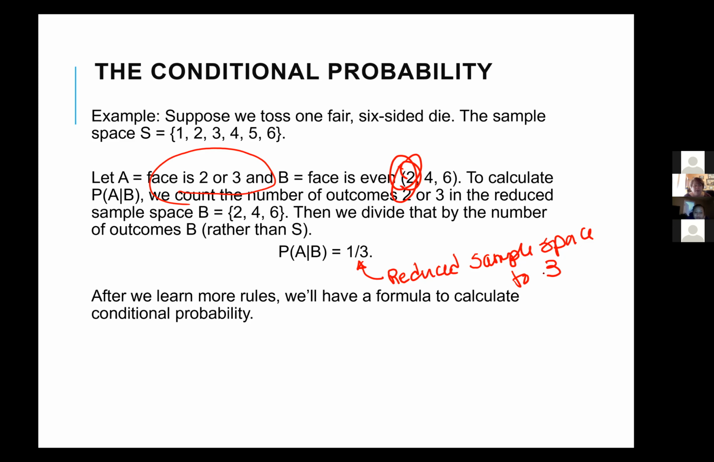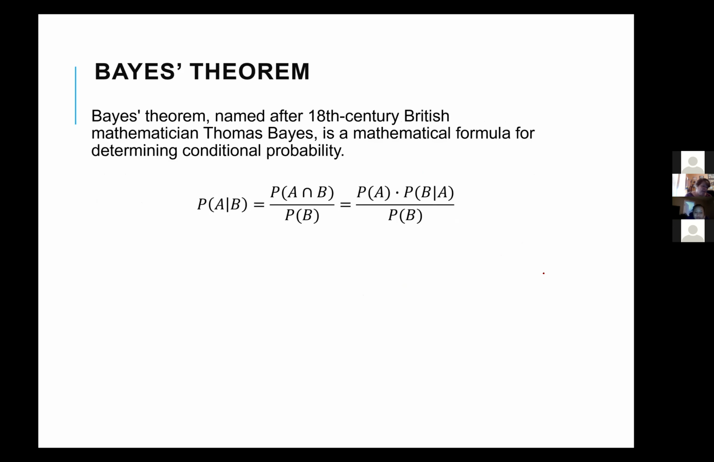But we need a formula for those. This is called Bayes. Can you explain that one more time? Sure.